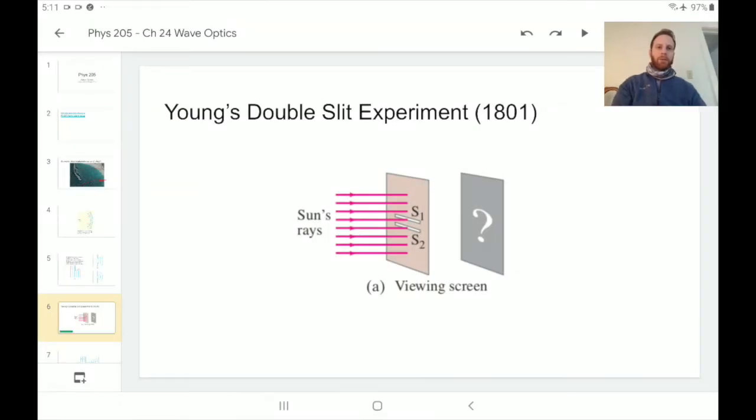Okay, so let's get into Young's double slit experiment, which was an important experiment that finally gave some concrete proof that light behaved as a wave. So this goes back to Young back in about 1801.